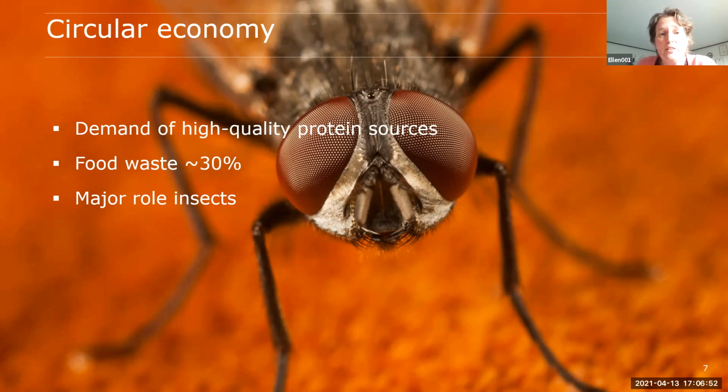And what we see is that insects can play a major role in the high quality protein sources. So the FAO stated that we should improve the protein production for both human and animals. And they also showed that there is a large food waste in the world, approximately 30%. And we foresee a major role of insects helping to upcycle the waste streams into high quality protein sources.